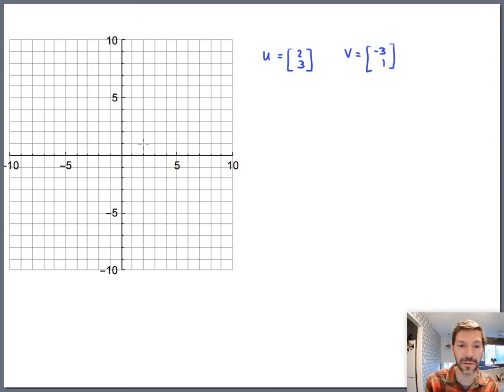So we can certainly graph u by starting at the origin, going 2 over, 3 up, put a little dot right there, and then the typical way to write a vector is as an arrow starting from the beginning and pointing to the end. So it sort of points out the distance traveled of 2 over and 3 up. So that'd be u. And then v, of course, would be -3, 1, right there. So v looks more like this.